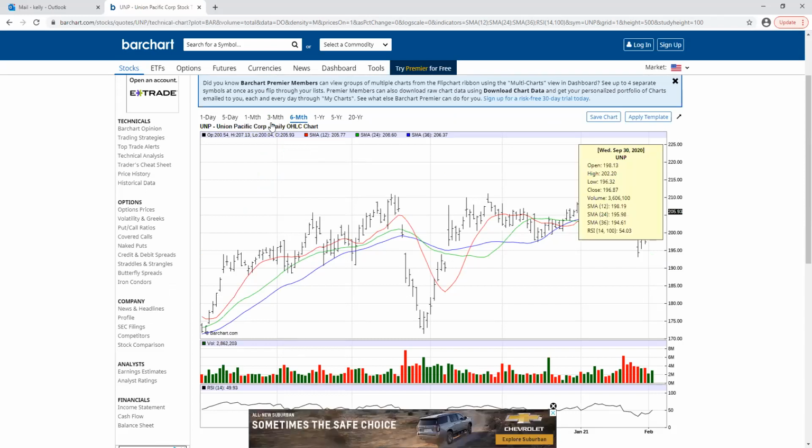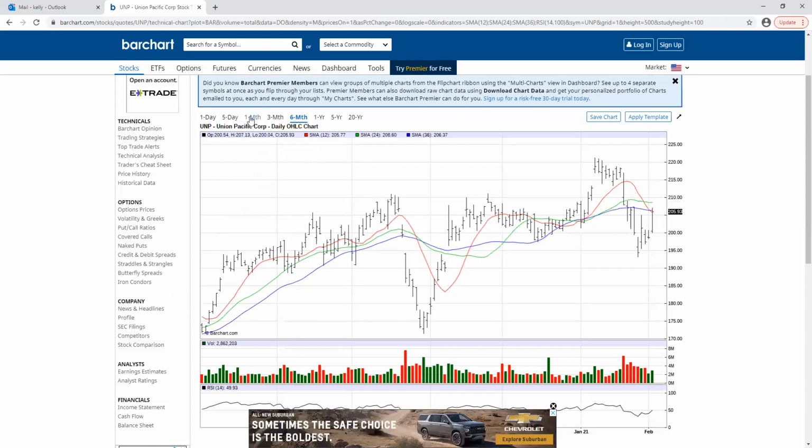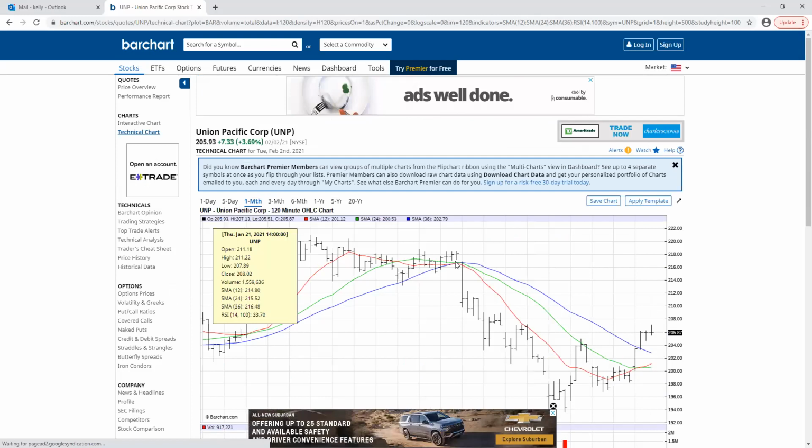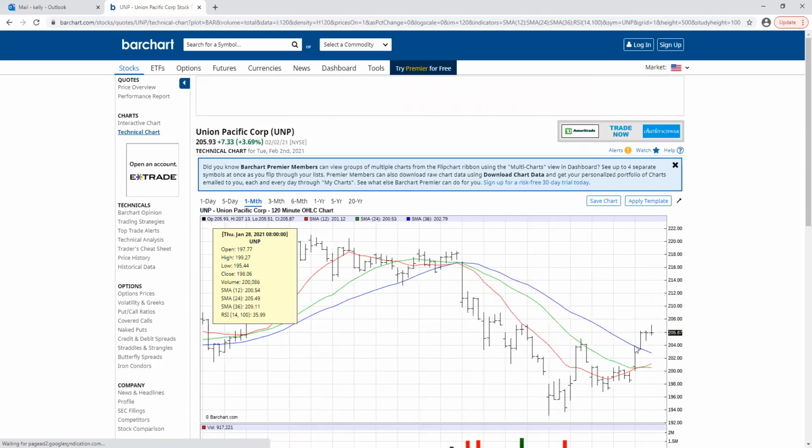Let's see what it looks like in a 1 month. Okay, so lately they did break the 1 month downtrend. You got the sell signal on this thing at 216. It dropped all the way to 194. That's a nice drop. You buy the drop, and then basically you're in there right now.